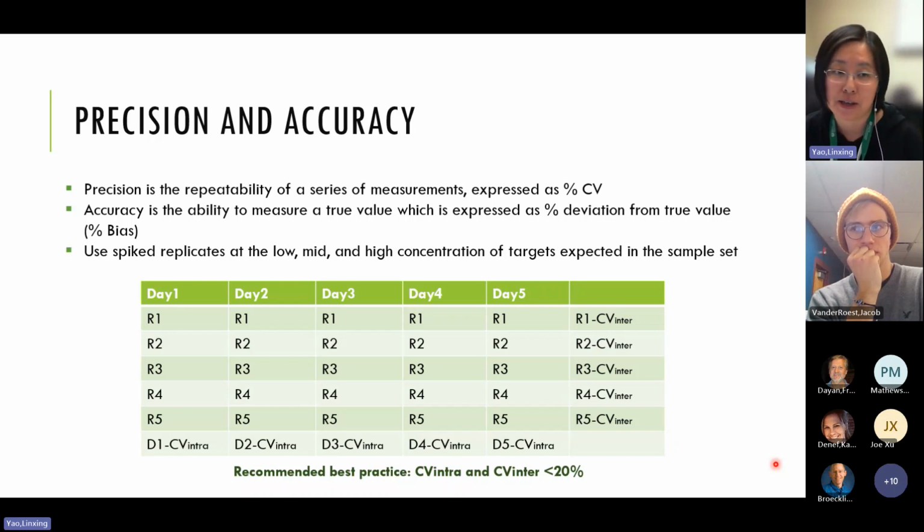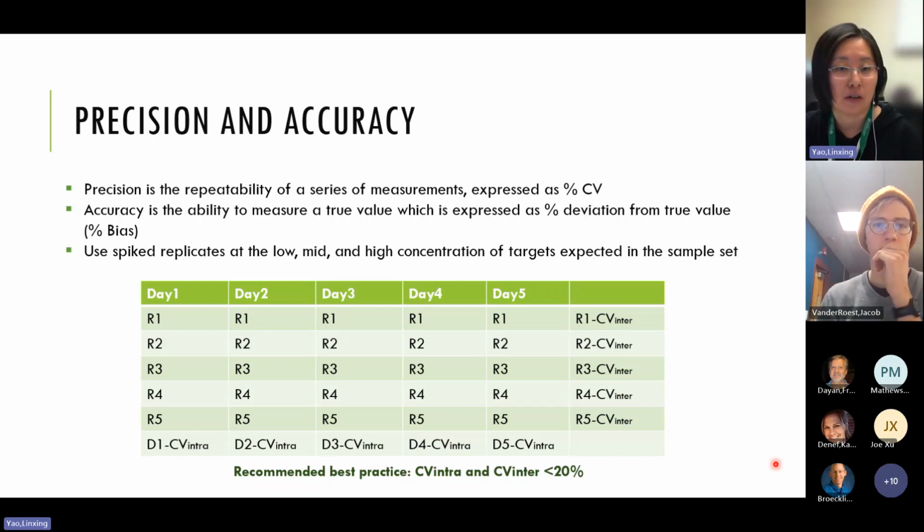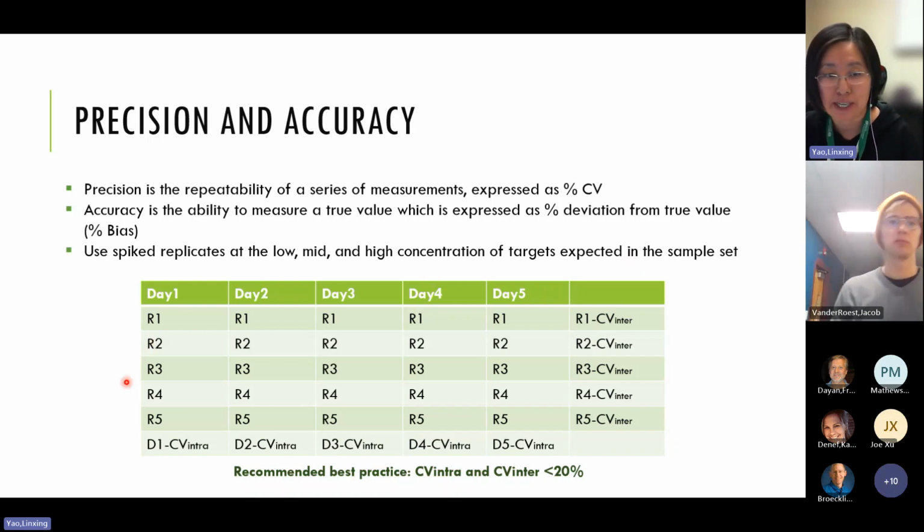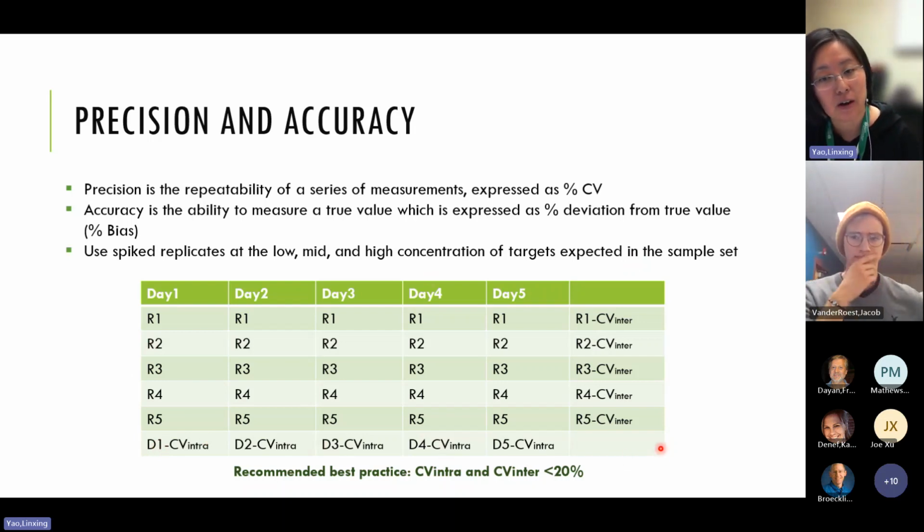These two metrics can actually be evaluated using the same experiment, where you prepare the same sample but spike different amounts of target analyte standards into the sample. So then you have low, mid, high concentrations of targets in different samples. Let's say three concentration levels, and then you analyze these three samples in replicates and on different days. So then you can get interday CV and intraday CV.